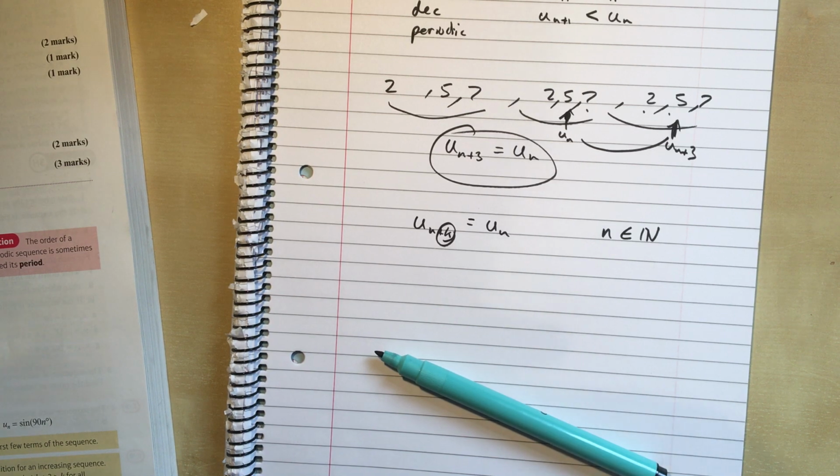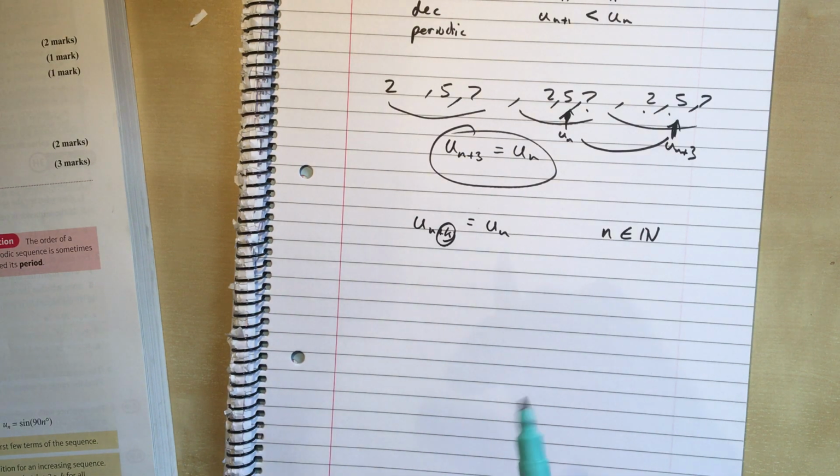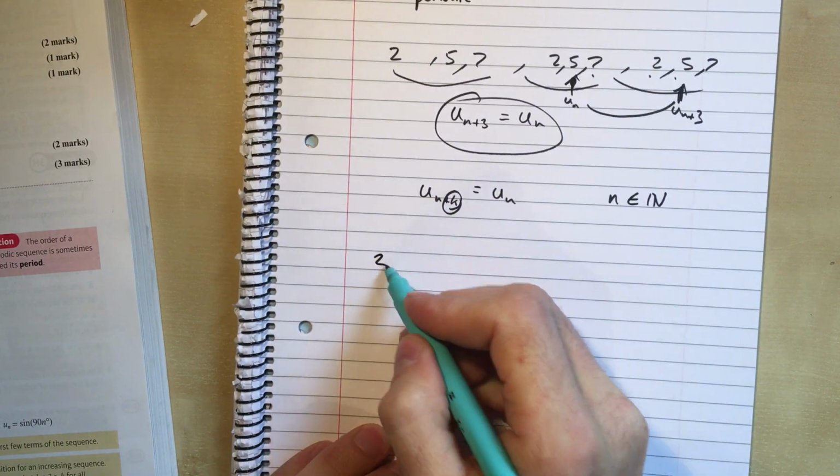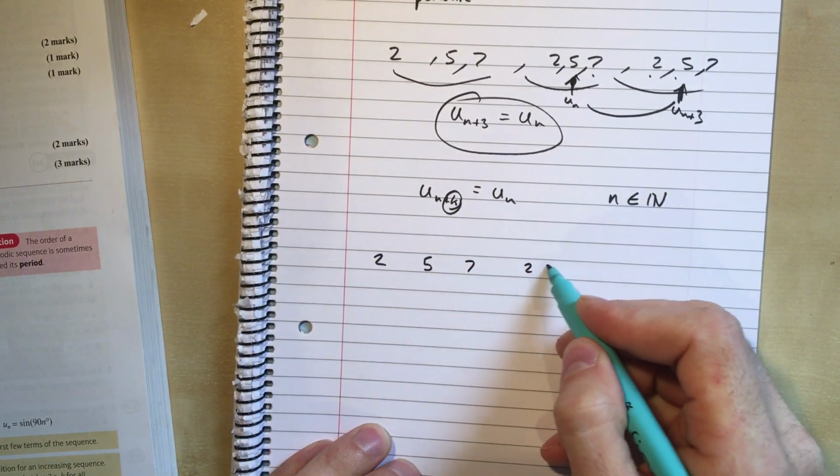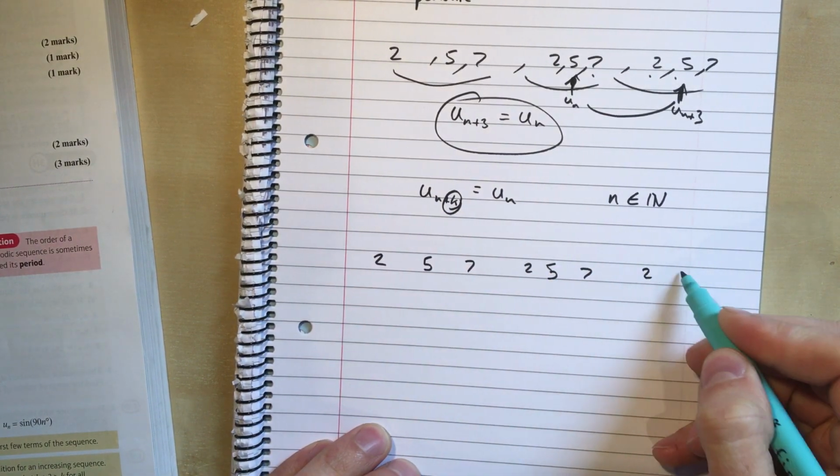Write down the first few terms, and then you should be able to spot what kind of sequence it is. If it's arithmetic or geometric, we can use those techniques from earlier in the chapter. If it's a periodic sequence, then we can do some useful things with it. So let's take this sequence that I've just made up: 2, 5, 7, 2, 5, 7, 2, 5, 7.